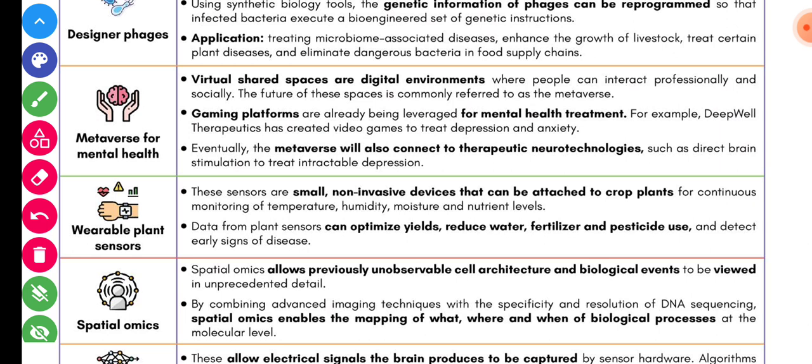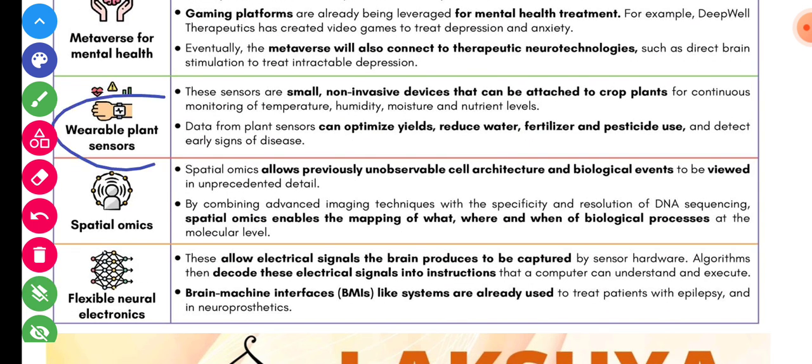And next are emerging technologies such as the metaverse for mental health. Virtual shared spaces are digital environments where people can interact professionally and socially. The future of these spaces is commonly referred to as the metaverse. Gaming platforms are already being leveraged for mental health treatment. For example, Deep Well Therapeutics has created video games to treat depression and anxiety, and eventually the metaverse will also connect to therapeutic neurotechnologies such as direct brain stimulation to treat intractable depression.